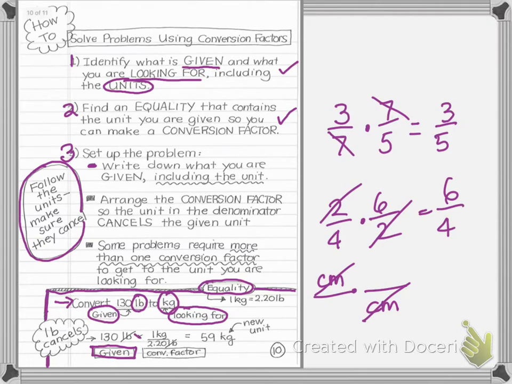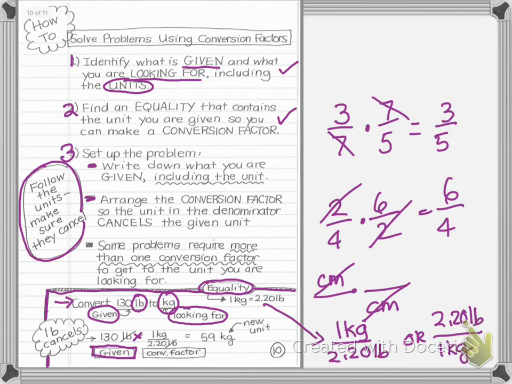Next, in conversion problems, you multiply. Next, arrange the conversion factor so the unit in the denominator cancels the given unit. So here was my equality. I know I could write a conversion factor like this or like this.